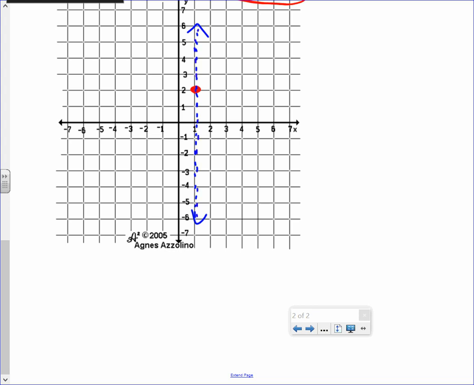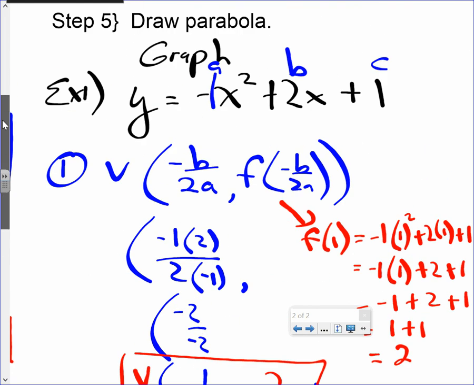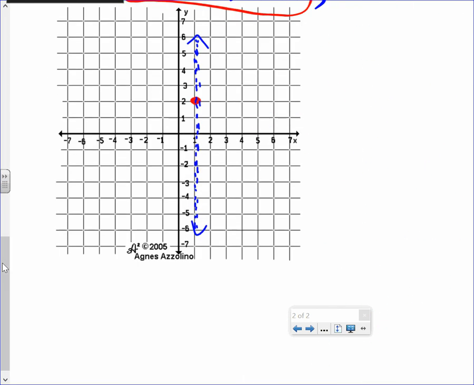Zuniga, what does step 3 say? What is a y-intercept? Does it say C on yours? Okay. What is C, Garcia? Thank you. The y-intercept's 1. Watch. Boom, right there.